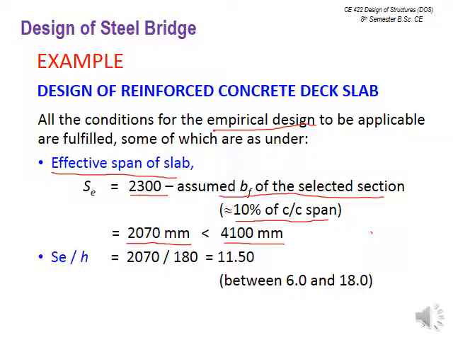So here you have to add OK in any case. That should be very prominent in your calculations. OK sign for this particular condition. Second is the Se over h, span, effective span to depth ratio. So it comes out to be 11.50. It is between 6 and 18. Again, OK.